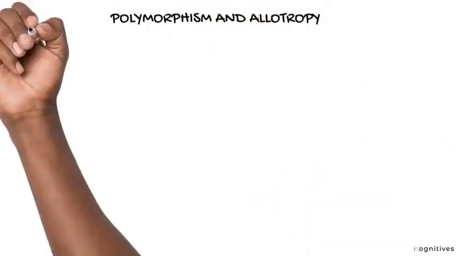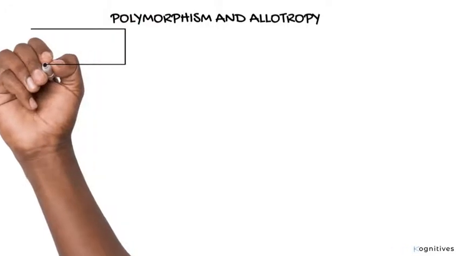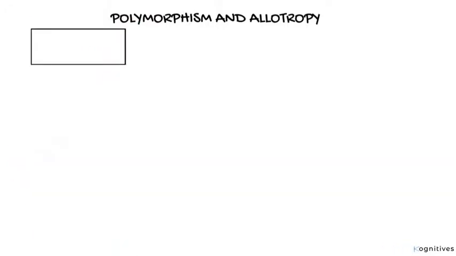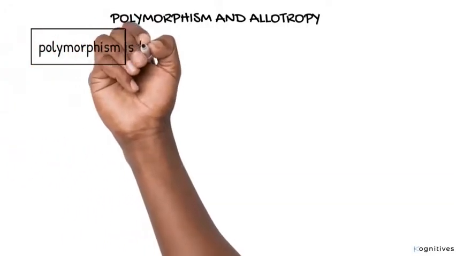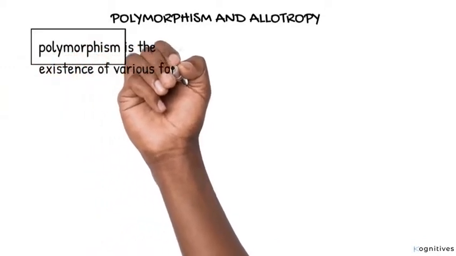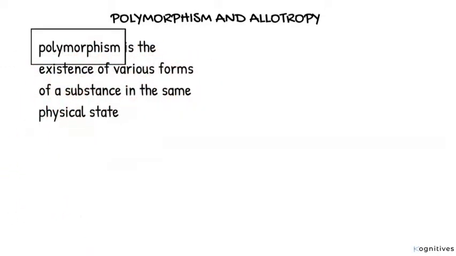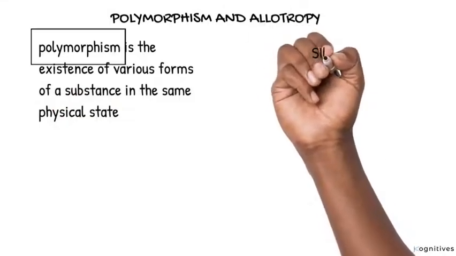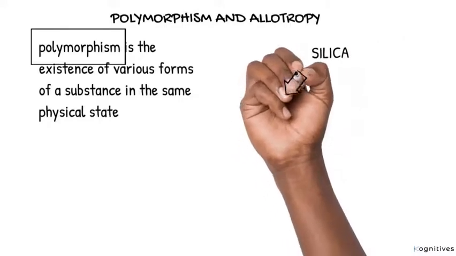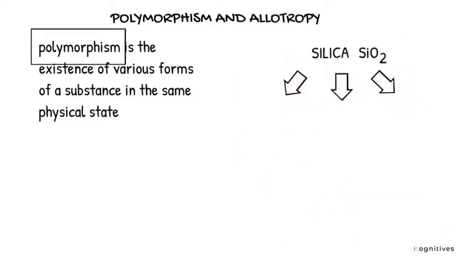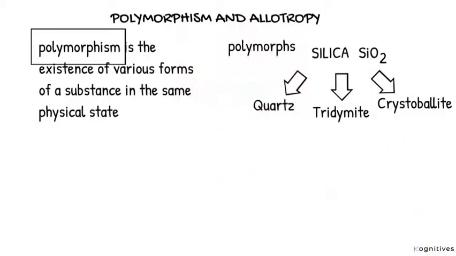Now, to round up this lesson on molarity, I would like to differentiate polymorphism from allotropy. These are two concepts commonly misconstrued by students. Polymorphism refers to the existence of various forms of a substance in the same physical state. These substances could be a compound such as silica, which has three crystalline forms called quartz, tridymite, and cristobalite. These are described as the polymorphs of silica.